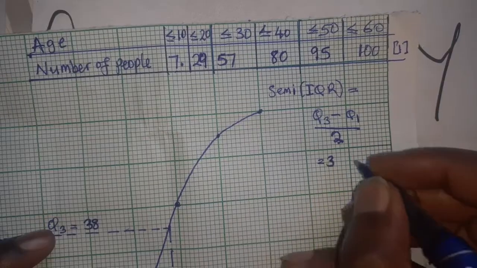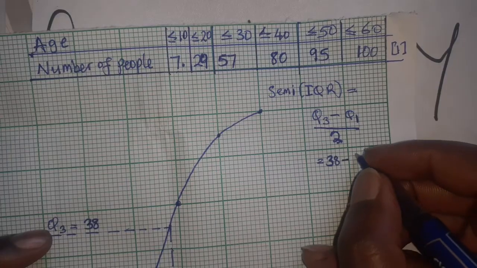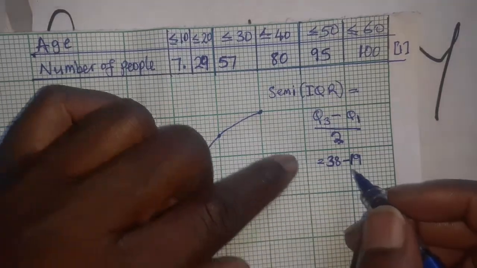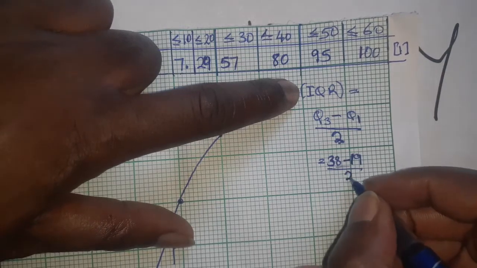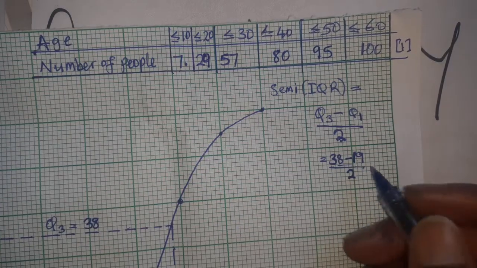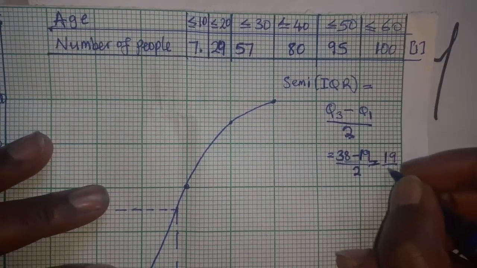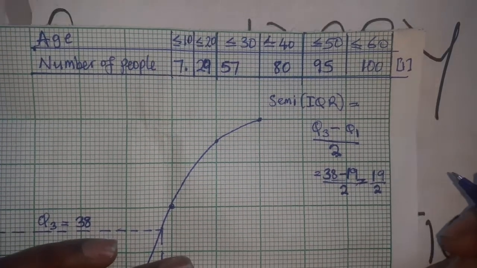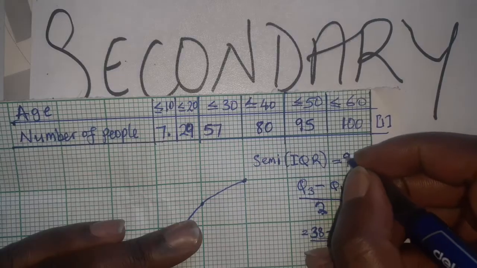It's 38 minus 19. So if the question was just talking about the interquartile range without this word semi, whatever we're going to get here was going to be our answer. But because of semi, we have to divide this by 2. Okay. So when we subtract here, we get 19. Now 19 divided by 2, you get that your semi-interquartile range is going to be equal to 9.5.